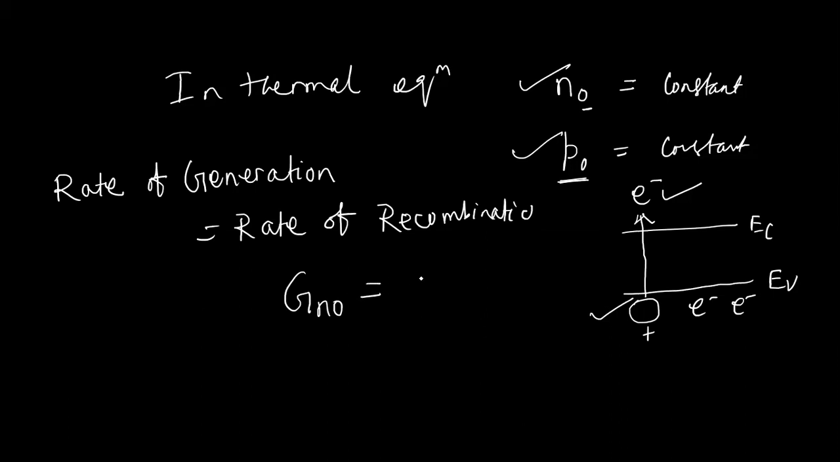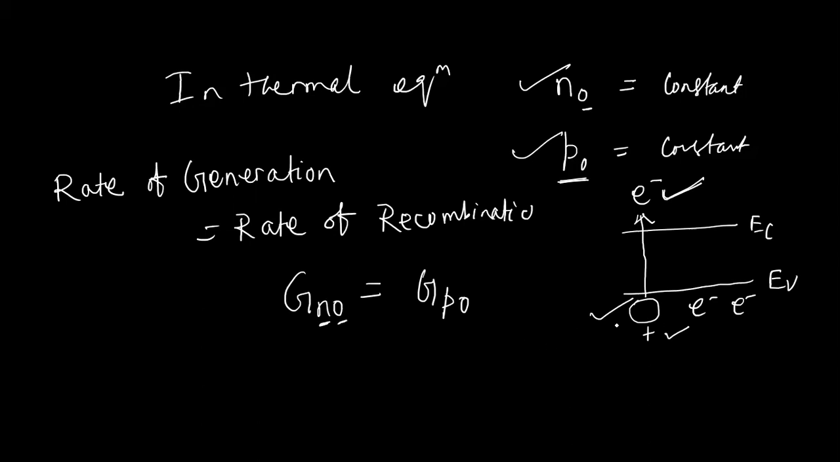So we write G for generation, n for electron, 0 for thermal equilibrium. Similarly, we write Gp0. One electron created means one hole will also be created, because we said it is direct band to band generation. Direct band to band generation means the electron is transiting from the valence band directly to the conduction band. So this way we can write.